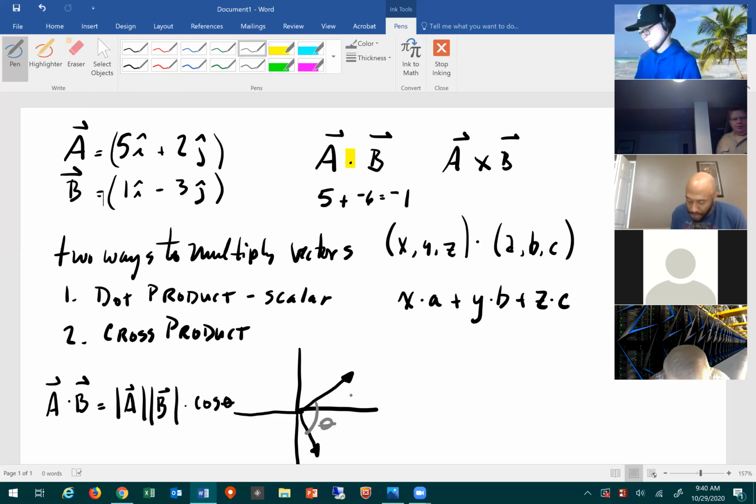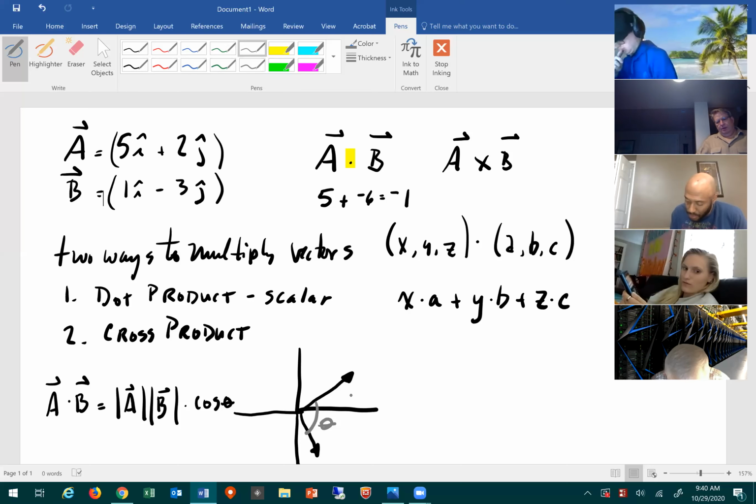Wait, what were you specifically asking for though? Were you asking just for the angle for the one in the fourth quadrant? No, no. I'm looking for the angle between those two vectors.